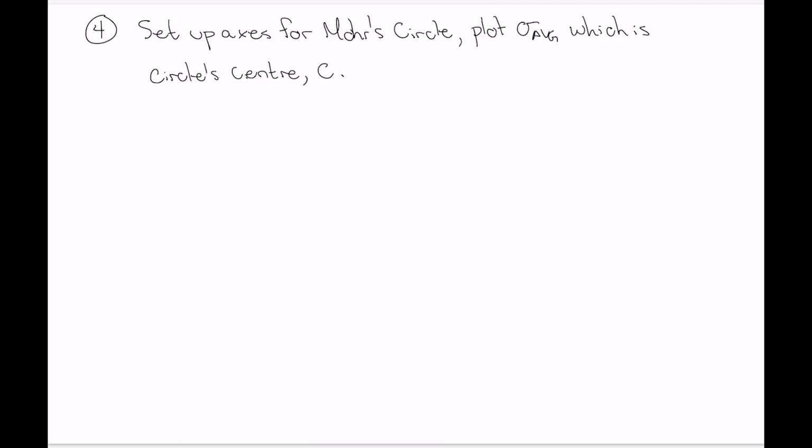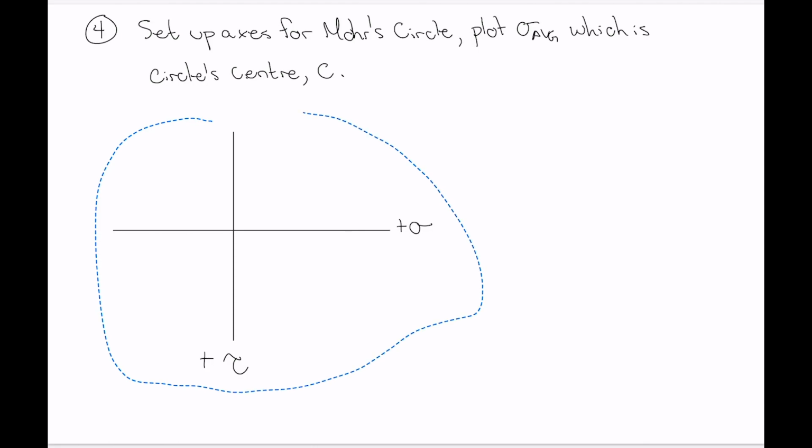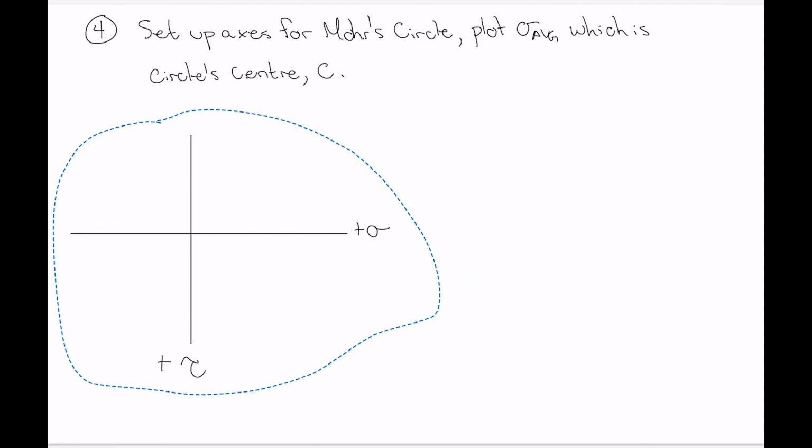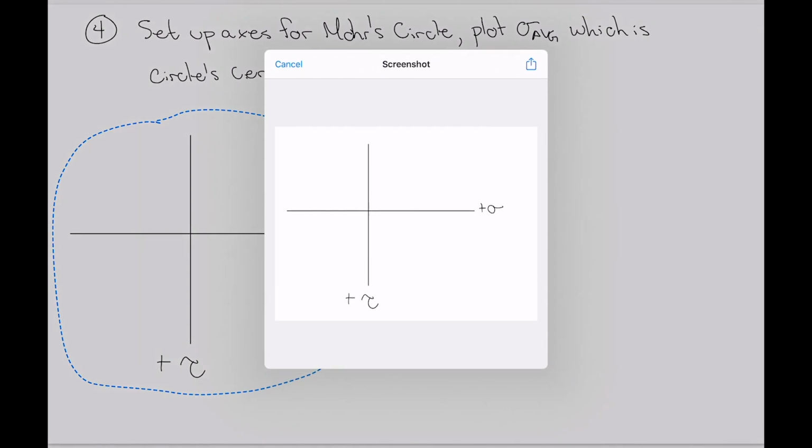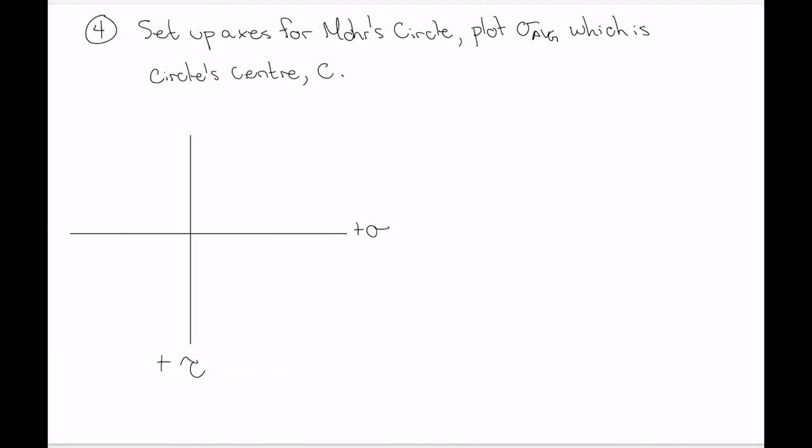So maybe I'm going to use straight lines here so that this looks nice. Okay, there we go. So we've got positive normal stress that way and positive shear stress downwards, right? Don't forget that weird sign convention for setting up your axes for Mohr's circle.